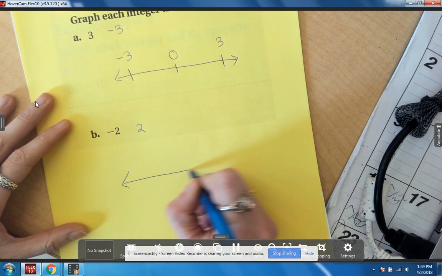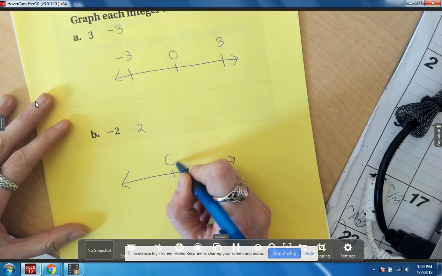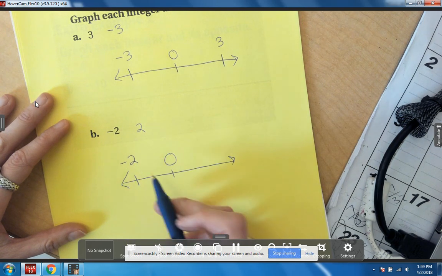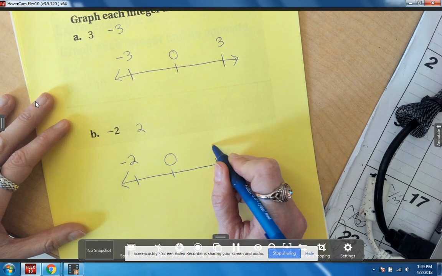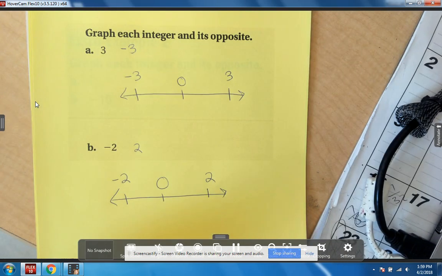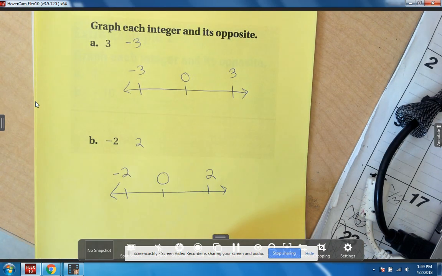Same for here. Draw my number line, put my 0 in the middle. -2 is on the left because it's smaller than 0. Its opposite is +2, which is on the right of 0. So that's all you have to do when it says graph each integer and its opposite. So I'm going to have you try one.